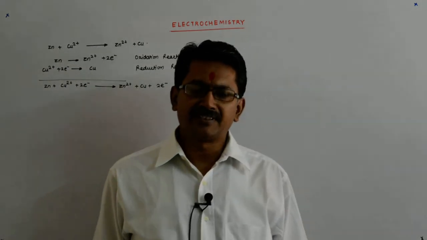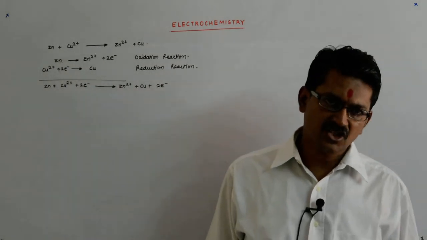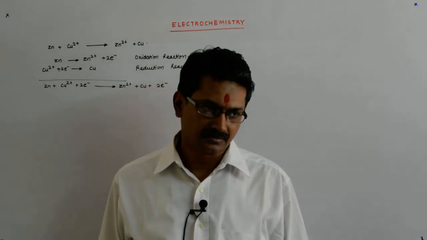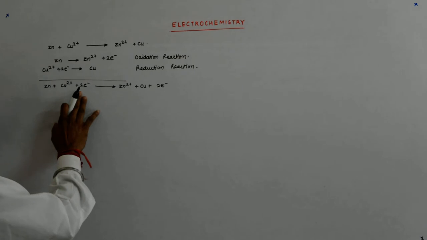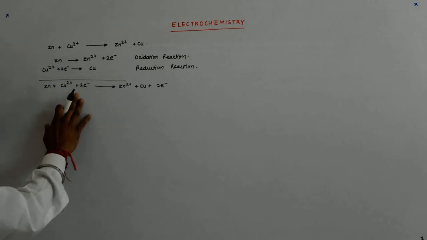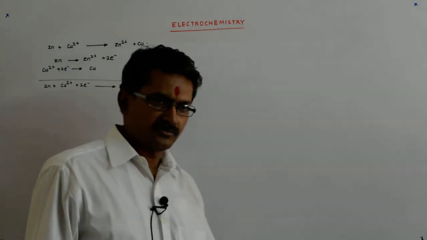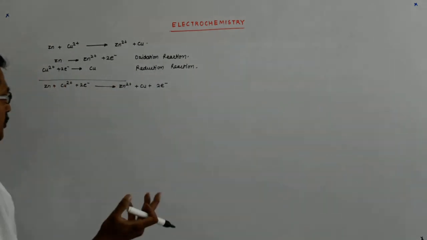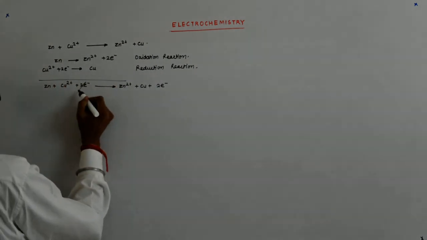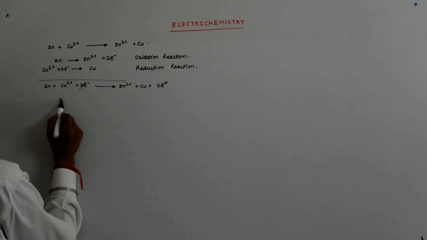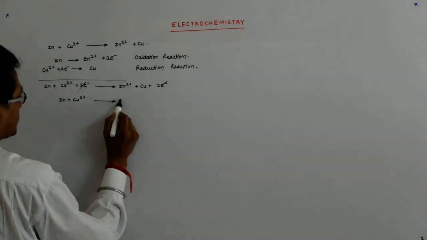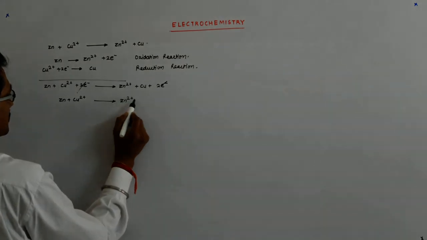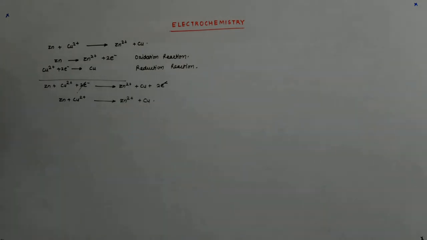We have studied in physics class 12th that charge is conserved. So the electrons that have been given out here have to be accepted by someone. They cannot just keep on moving around, and they cancel. So I get Zn plus Cu2+ giving Zn2+ plus Cu. This is the reaction that was written there.